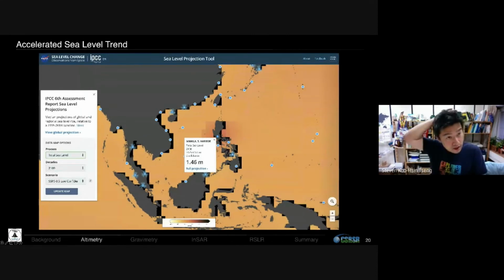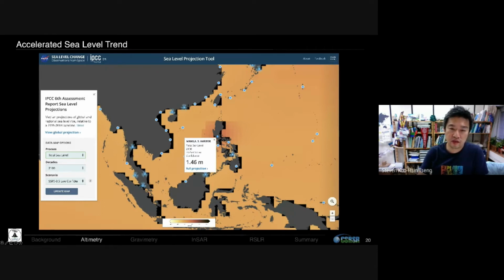There is a website called Sea Level Change offered by NASA. It gives us an interactive view of the recent sea level rise rate. For example, you can click on different places and it tells you the current sea level rise rate, and under some greenhouse gas scenarios, what the end-of-century projection is.